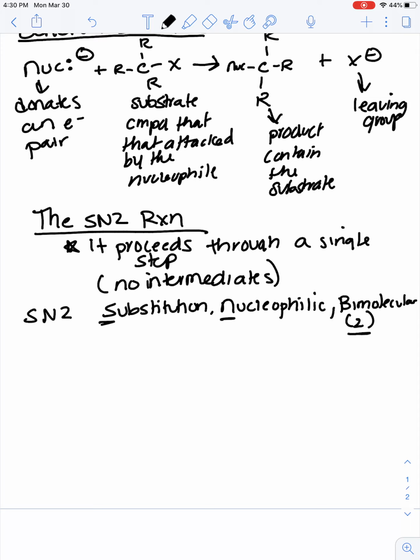So the reason that we call this bimolecular is because the transition state of the rate determining step, again, the rate determining step is going to be the only step here because SN2 is only a one-step process. So the rate determining step in the reaction involves collision of 2 molecules. So both the concentration of the nucleophile and the concentration of the substrate will play into the overall rate of the reaction. So the rate overall is going to be a second order reaction.